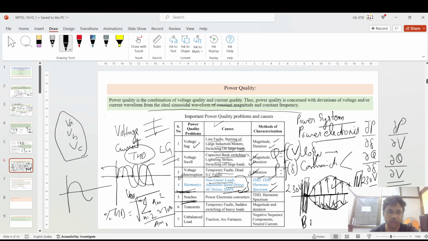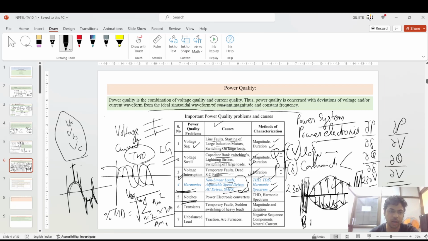What do you mean by notches? If you see in the figure itself, suppose this is a pure sinusoidal. What happens is that at certain points you get a spike. The same happens in the negative direction also. So these notches are also problematic for power quality, because you want a pure sinusoidal signal.